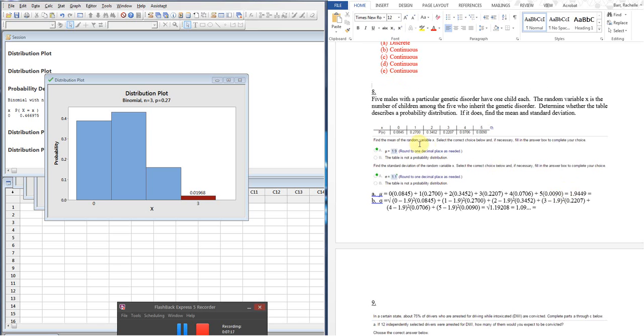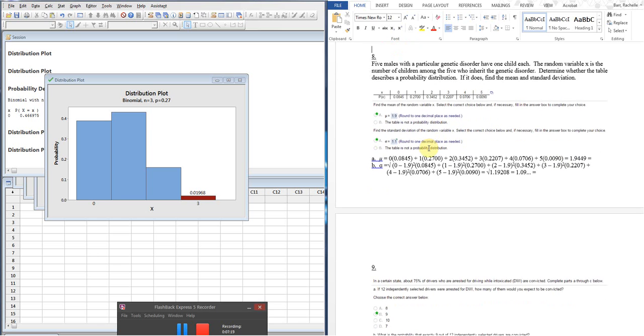Okay, so this is a little bit of a problem with expected value. I wanted to show you how to do this on Minitab, in case you wanted to know.